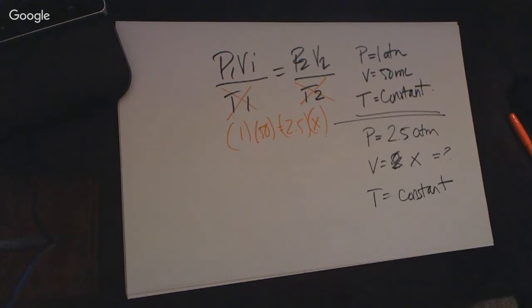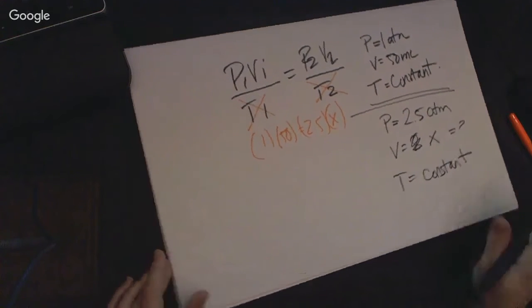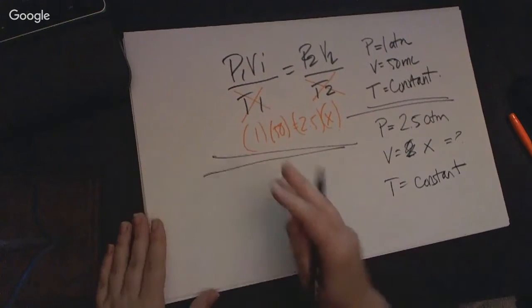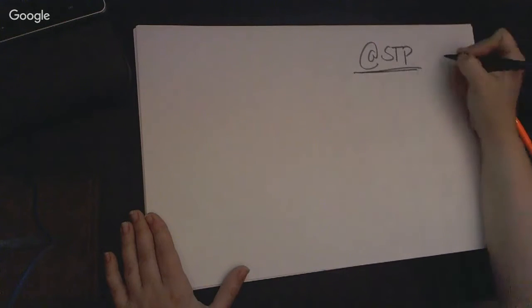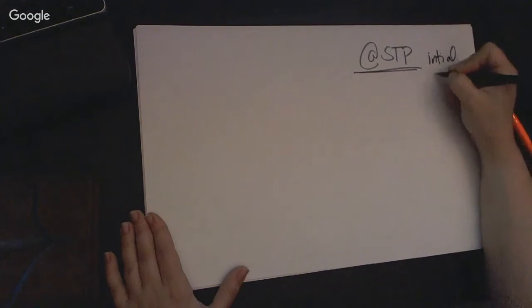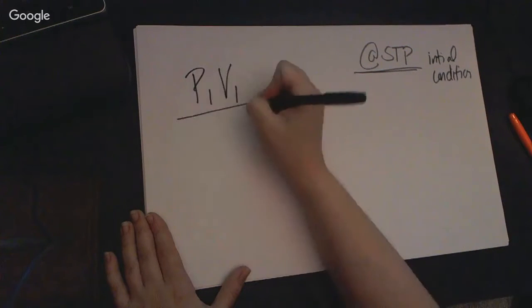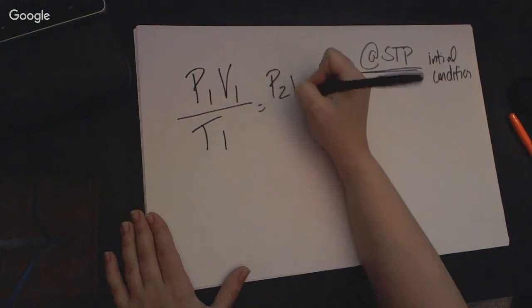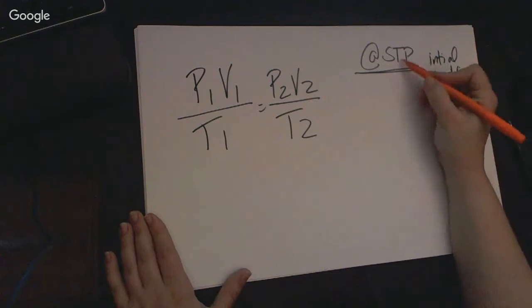Now, the other thing that can happen here is that they don't have to give you this information exactly. They might be super sneaky with you, and they might say you have a gas at STP. This is the initial conditions, so P1, V1, T1, P2, V2, T2. STP means standard temperature and pressure.